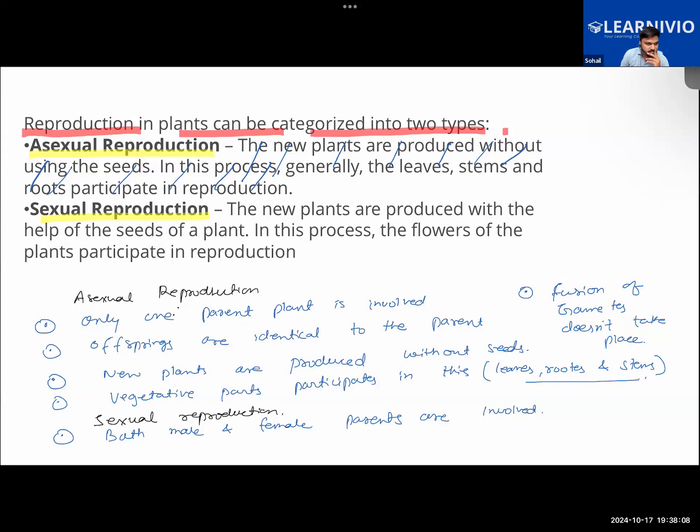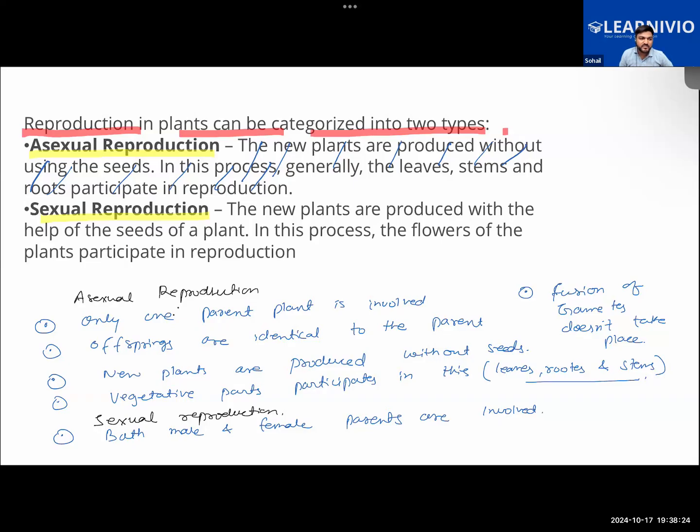Sexual reproduction. In the asexual reproduction, very good. Asexual. In which one does the fusion of gametes take place? Sexual reproduction. In the sexual reproduction, the fusion of gametes will be taking place.